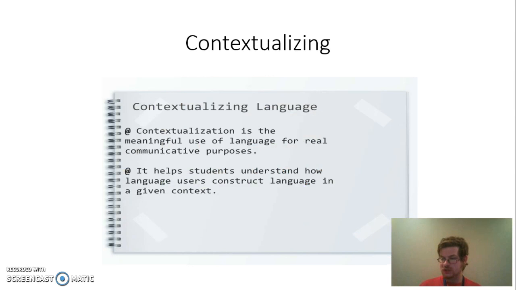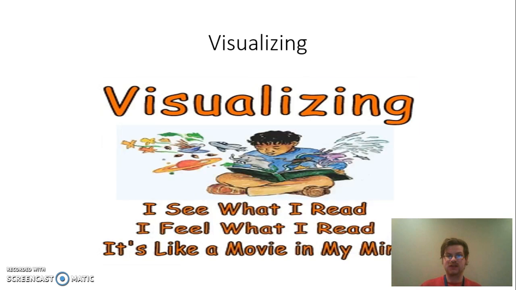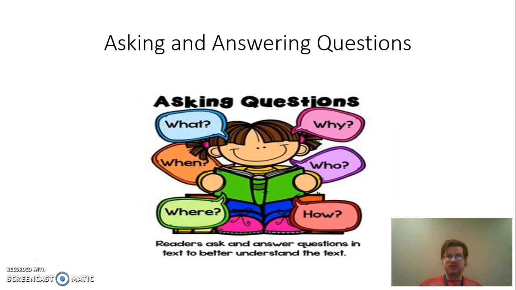Contextualizing is also helpful for students, to learn to place the text within a context and to help the use of language for real communicative purposes. Visualizing: some students, especially those who are visual learners, need to see the information, and this can help them understand the text better, as well as just creating an image in their mind.